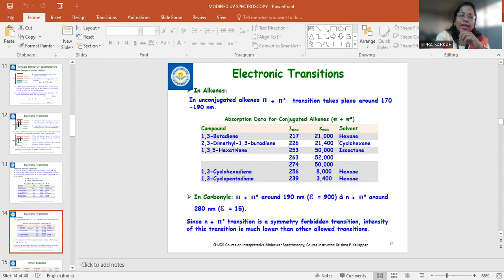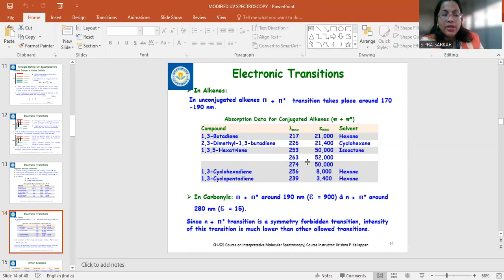Electronic transition in unconjugated alkenes: the pi to pi star transition takes place around 170 to 190. I have already discussed that a lower wavelength means the compound does not require higher energy. Absorption for conjugated alkenes like 1,3-butadiene has a lambda max of 217. Similarly, 1,3-cyclohexadiene and cyclopentadiene increase their lambda max in proportion with the number of dienes.